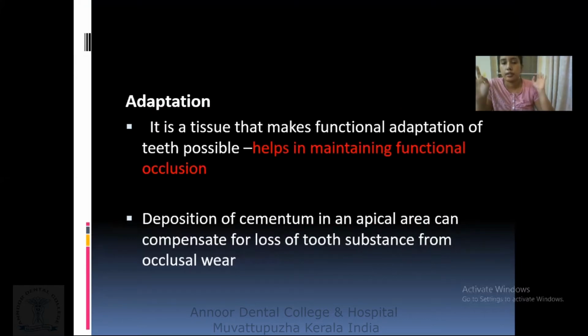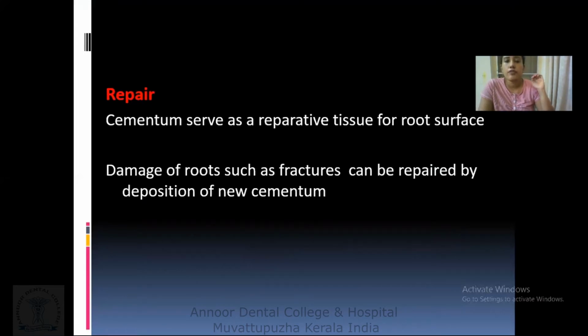Now the third function is adaptation. It helps in maintaining the functional occlusion. If there is tooth loss due to occlusal wear, there will be deposition of cementum in the apical area, and this can compensate for the loss of tooth substance. Coming to the fourth function, that is repair. Cementum serves as a reparative tissue for the root surface. Damage of roots such as fractures can be repaired by the deposition of new cementum.